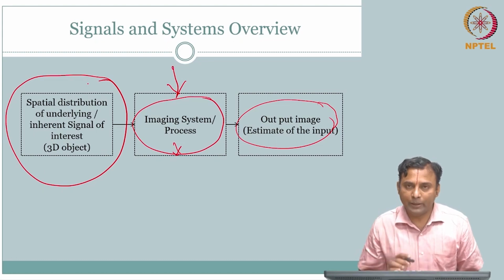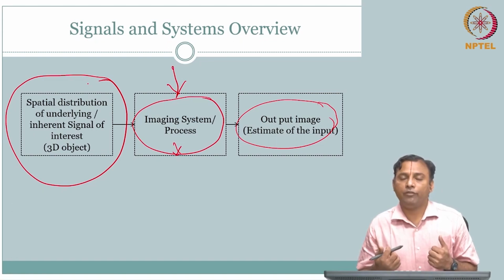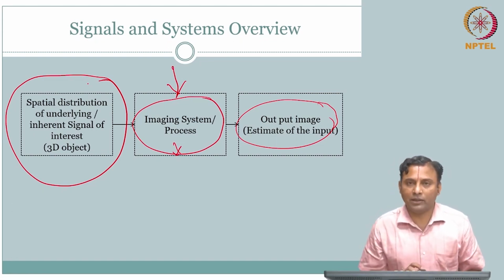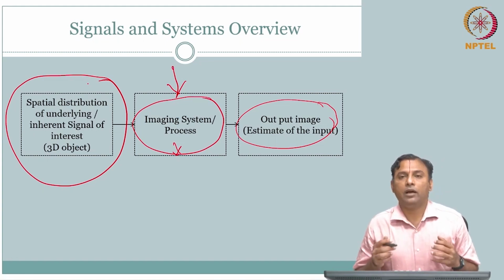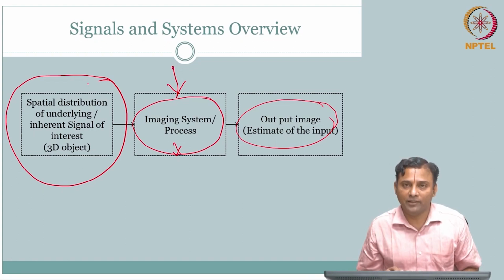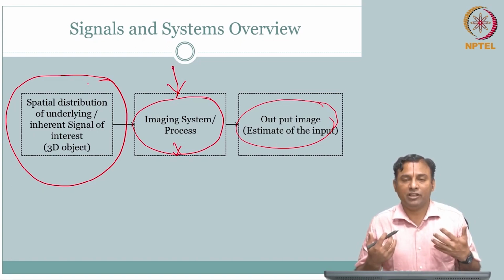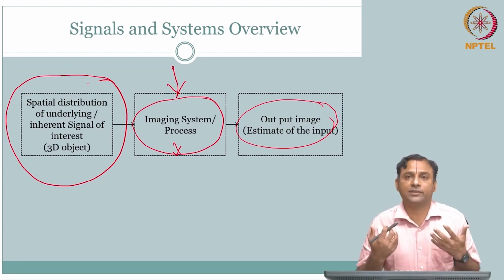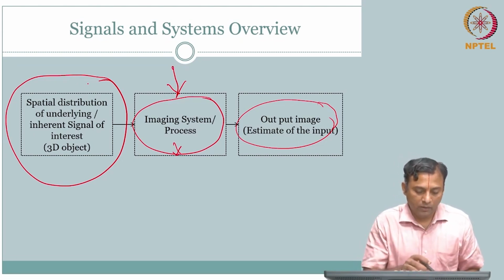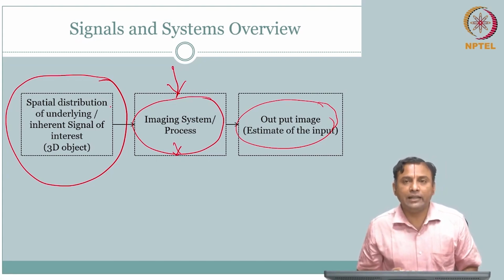So we are going to treat the imaging system as something that takes input of some parameters. Remember, that's the point that we were trying to articulate in the introduction as well. What is it that you want to see inside the body? Some parameter that has meaning, that has a physical sense, that is related to an underlying biological process. So we have spatial distribution of underlying or inherent signal. So that is the signal that we are talking about.